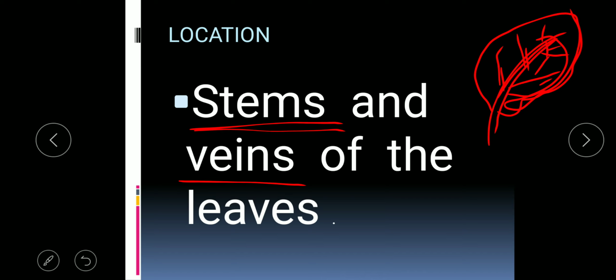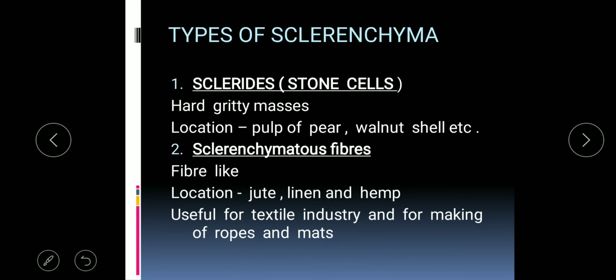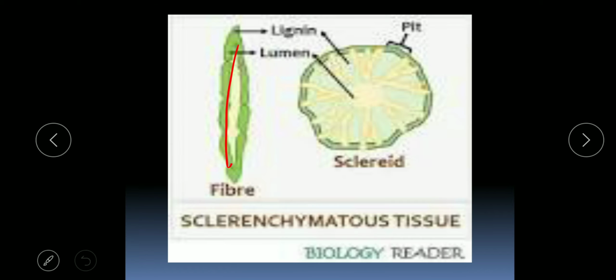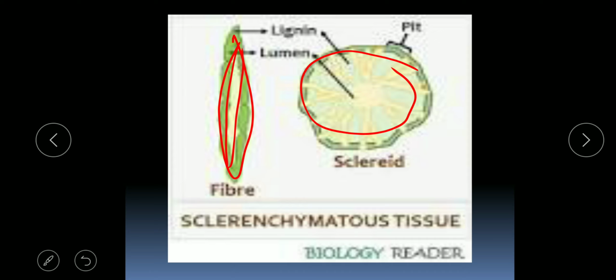It is present in the stem and veins of the leaves, and its function is to provide mechanical strength to the plant. There are two types of sclerenchyma. This is sclerenchymatous fibers and this is sclereids. So it's on the basis of structural features. What is the difference? Sclerenchymatous fiber cells are elongated and sclereids are rounded. Okay, in both of them the cell wall is thickened due to the deposition of lignin, and the empty space inside the cell is known as lumen.